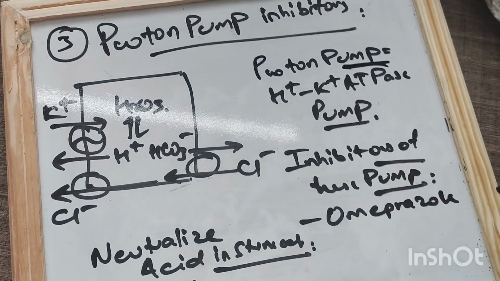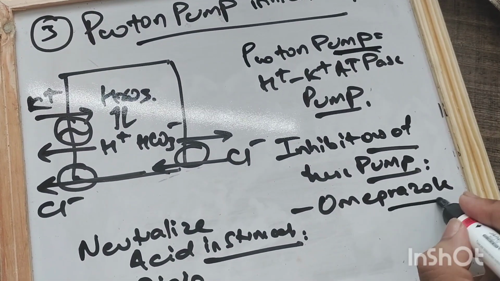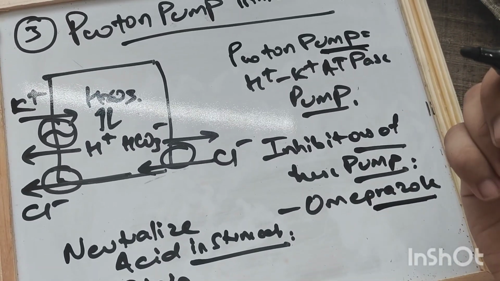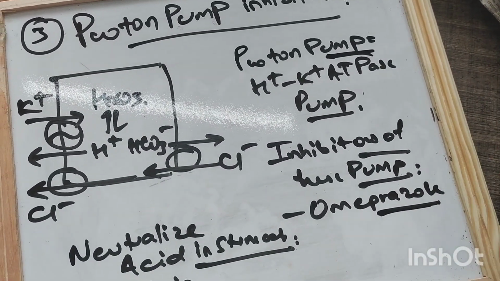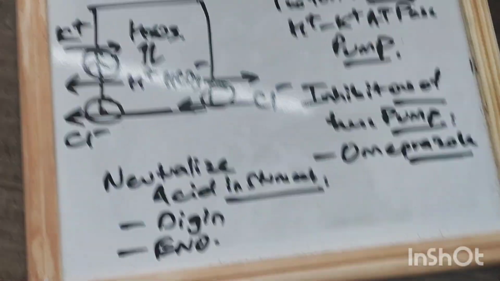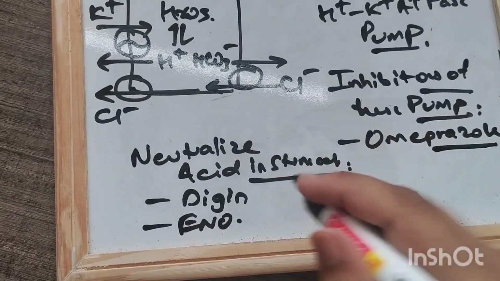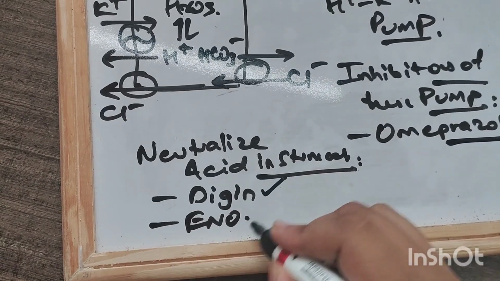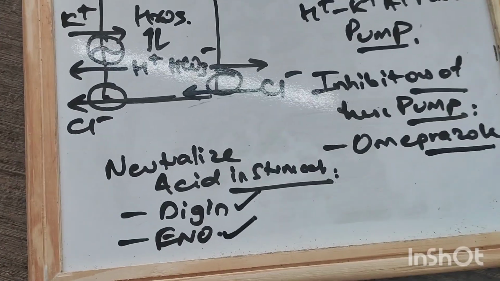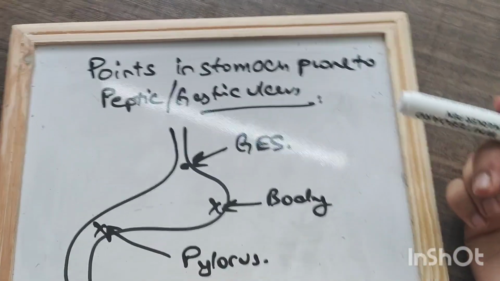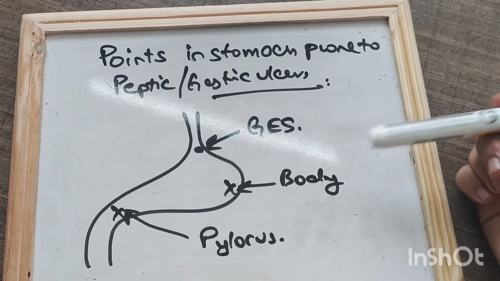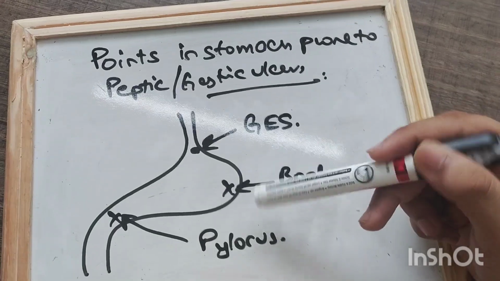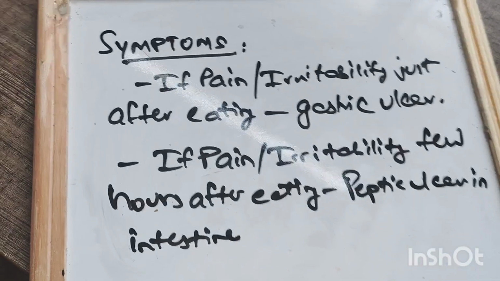The inhibitor of this pump can be omeprazole, which is used as a treatment of peptic ulcer diseases. Another treatment of peptic ulcer disease is to neutralize the acid in the stomach, which is done by Digene and Eno. The points in the stomach prone to peptic or gastric ulcers are the gastroesophageal sphincter, the body of the stomach, and the pylorus. Symptoms.